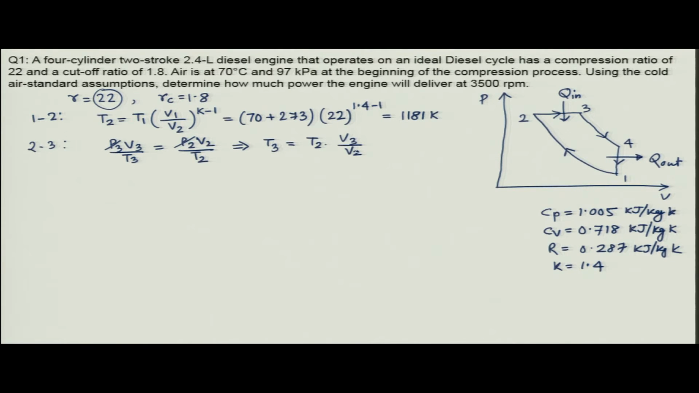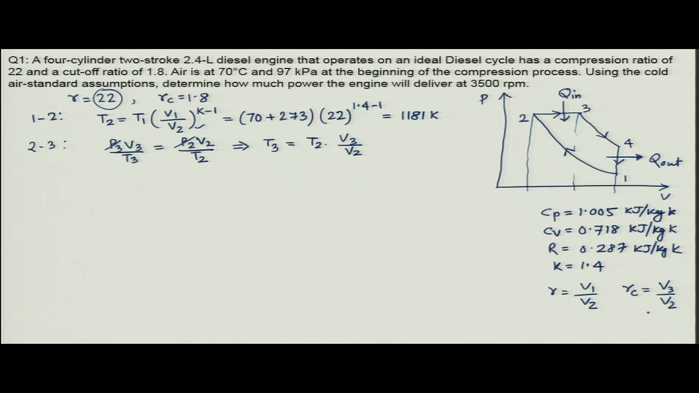Now, what is V3 upon V2? This is V1 and this is V2, so R is nothing but V1 upon V2, which we have already used. And V3 upon V2 is called the cutoff ratio, and I am writing it as RC. The cutoff ratio is defined as the volume after the constant pressure heat addition divided by V2, the volume after the compression stroke, that is at the lowest volume condition.